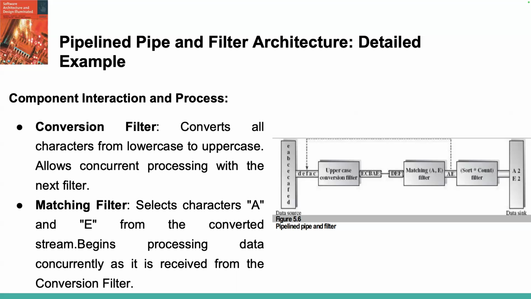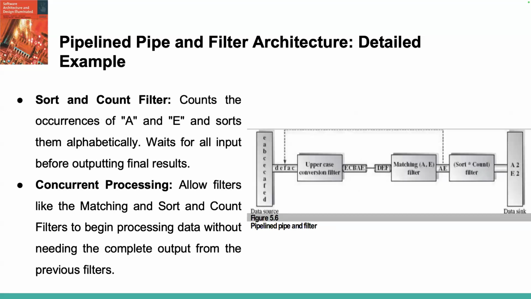Finally, a sort and count filter counts the occurrences of A and E and sorts them alphabetically. However, this filter needs to wait until it has received all the input data before it can output the final results. This pipeline demonstrates how filters can work concurrently to process data as it moves through the system.